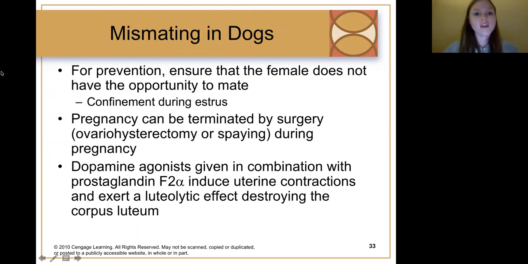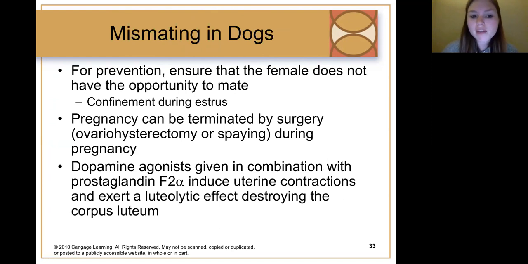So another issue you can have is mismating in dogs. Mismating is just kind of a term for when mating happens and you didn't really want it to. So in order to prevent that, you want to make sure that the female doesn't have the opportunity to mate. If you have a female dog and you want her to mate to a certain other dog, like if you're doing purebred breeding, you want to make sure she's confined during estrus because you never know when a male dog may come into your yard.